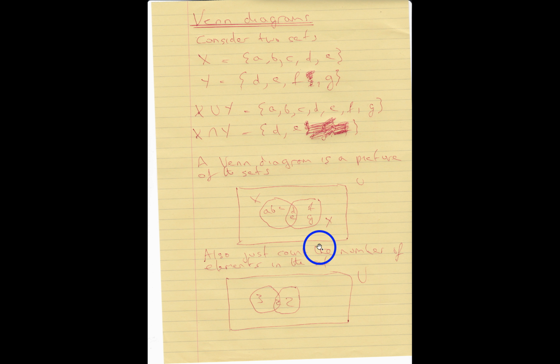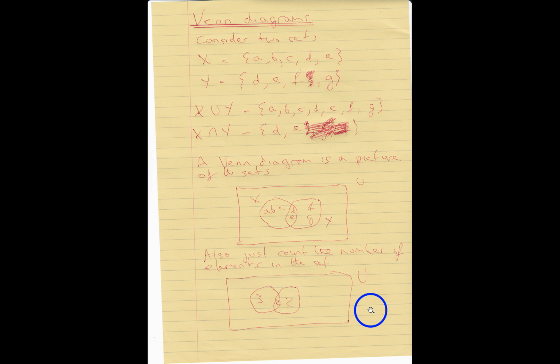Okay, if you want things more abstract, instead of just reporting what the elements are, you can just count the number of elements. So in this case, the number of elements just in X is A, B, C, so you put 3 there. The intersection, which is D and E, is 2 because there are 2 elements, so you put a 2 there. And F and G are just in Y, that's the circle here, so you put 2. It's just a way of counting.